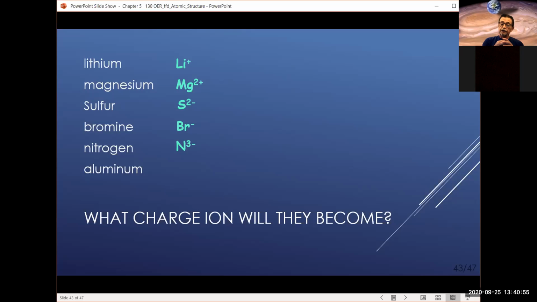Okay. And then aluminum is in group 3, has 3 valence electrons. It's a metal. It's going to lose electrons, specifically 3 of them, because it's in group 3, and now has a +3 charge. The name doesn't change other than aluminum ion. The same for lithium ion and magnesium ion. Only the nonmetals, we change the name.